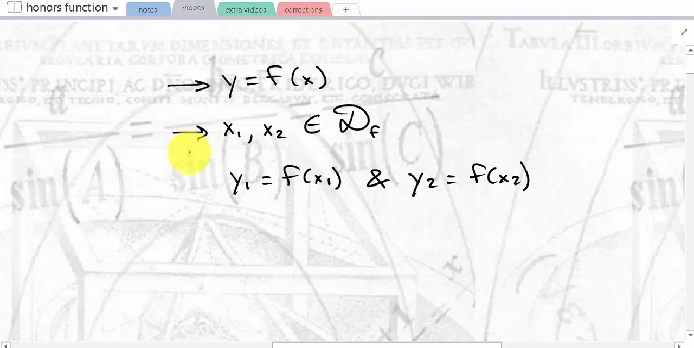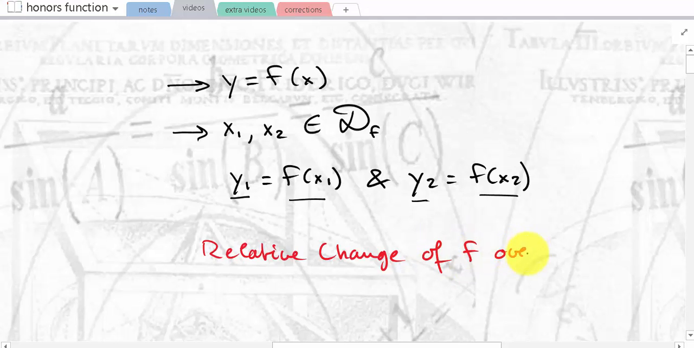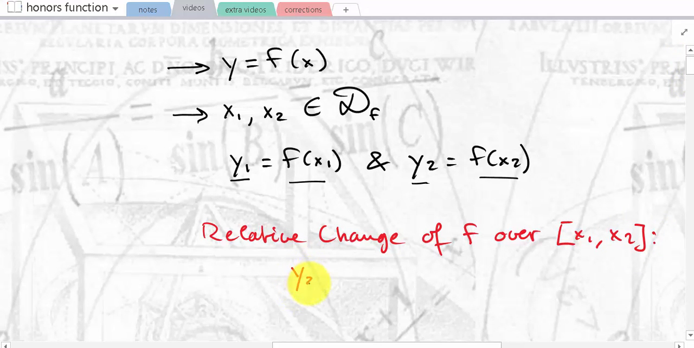I need two inputs from my function, so I have to take them in the domain of f, and I'm going to call y1 f of x1 and y2 f of x2. So we define the relative change of f over the interval x1, x2 as follows. We take the total change, so that's y2 minus y1, and we divide the total change by the initial value, by y1. That's it. That's how I define the relative rate of change.